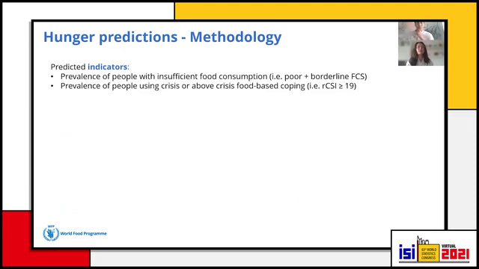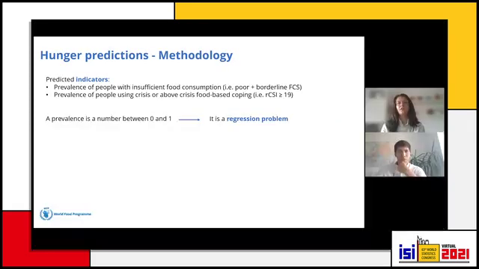Our model predicts 2 indicators. The first is the prevalence of people with insufficient food consumption, and for those familiar with this indicator, it means food consumption score poor or borderline. The second indicator that we predict is the prevalence of people using crisis or above crisis food-based coping, so reduced coping strategy index of 19 or above. The prevalence in general is a number between 0 and 1. So what we are facing is actually a regression problem.